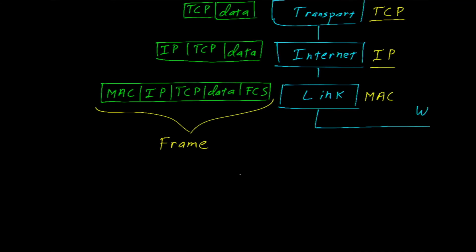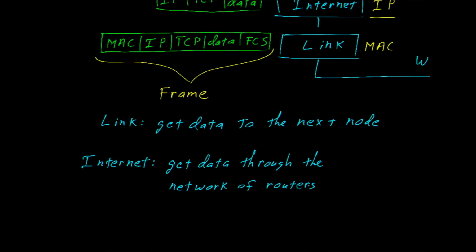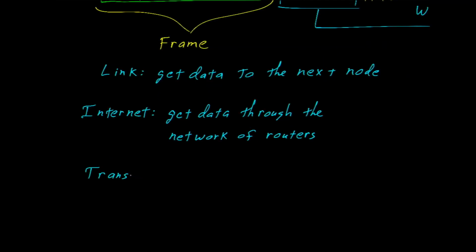Let's take a moment to write down some of these concepts. If we are concerned with the link layer, we're concerned about getting data from one node to the next node. The internet layer is concerned with getting data through the network of routers. And finally, the transport layer is concerned with packaging and then reassembling the data.